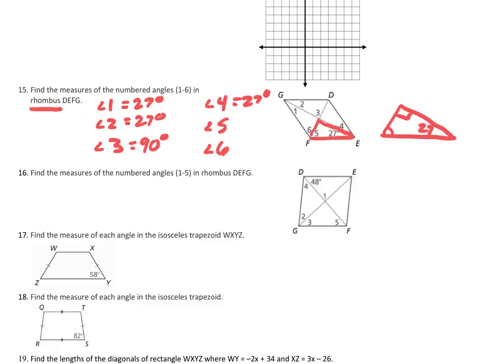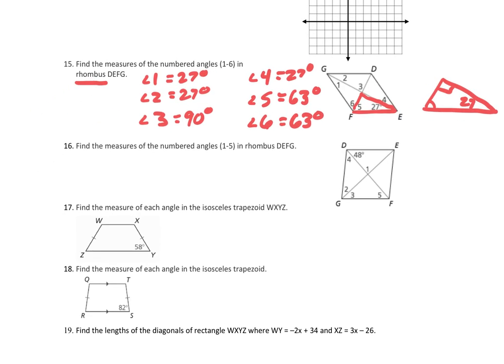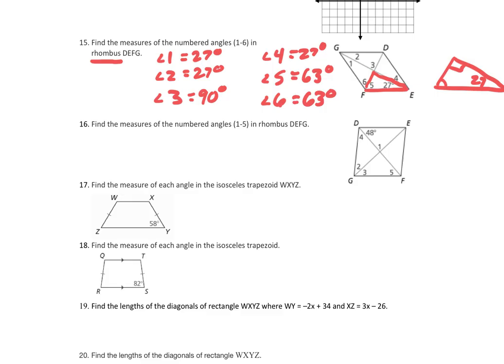And once I find angle 5, what do I know about angle 6? It's the same, okay? 5 and 6 are going to be the same angle. So once I know 5, I know 6, and these two would both be 63 degrees. Okay, number 16 is a very similar question. So like I said, multiples of each one gives you an opportunity to answer.